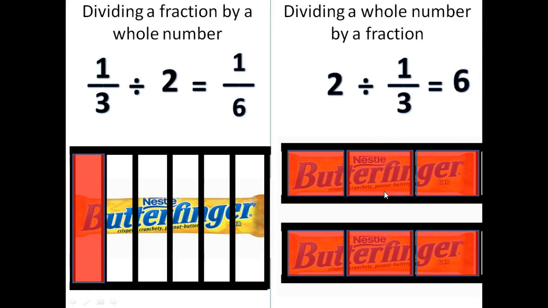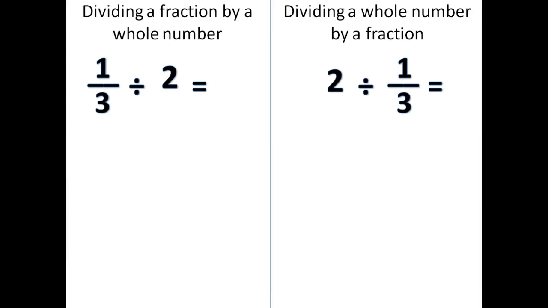Now how would you solve this using mathematics? Here's a quick strategy. We already know that 1/3 divided by 2 equals 1/6, and we already know that 2 divided by 1/3 equals 6. We'll start on the left side. Here, when you divide or multiply fractions by a whole number, you would place a 1 under it. And then here we're going to multiply by the reciprocal of the second fraction.